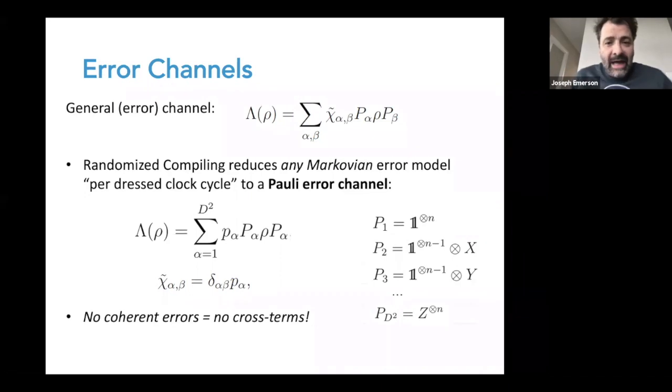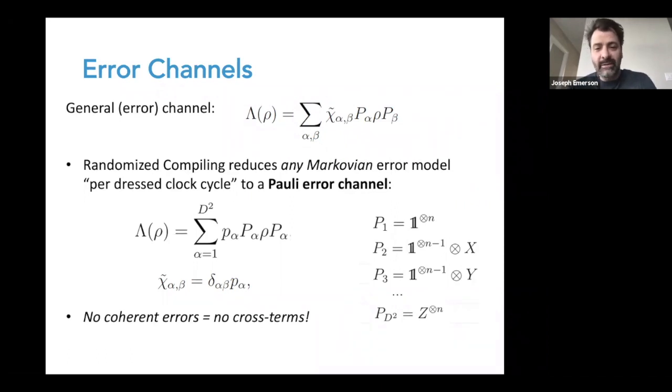So now a little bit of math for error channels. A very general error channel, if we assume we have a Markovian approximation on the timescale of the gates, we can model the noise by a completely positive map. We can describe that completely positive map by this chi matrix formalism. The P alpha and P beta are Pauli operators, which is an operator set that spans the Liouville space for the set of completely positive maps. So we just have a linear map and we can represent it in this Pauli-Kraus picture, which is also called the Pauli error channel.